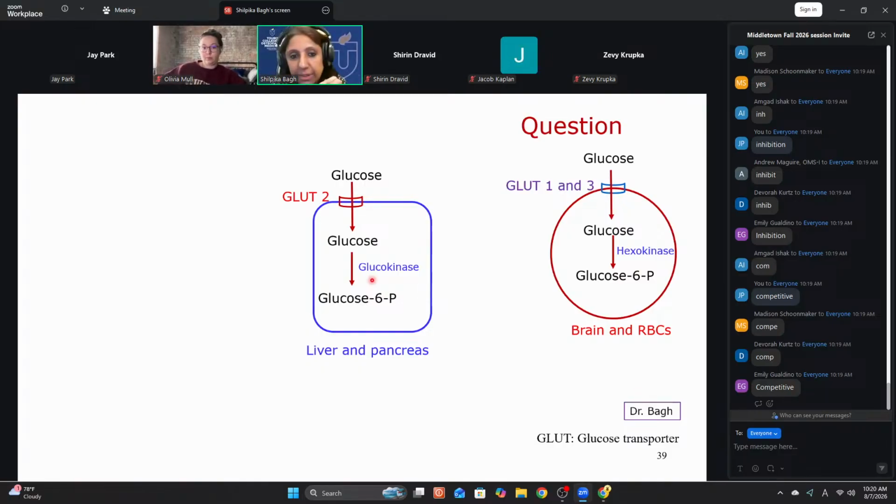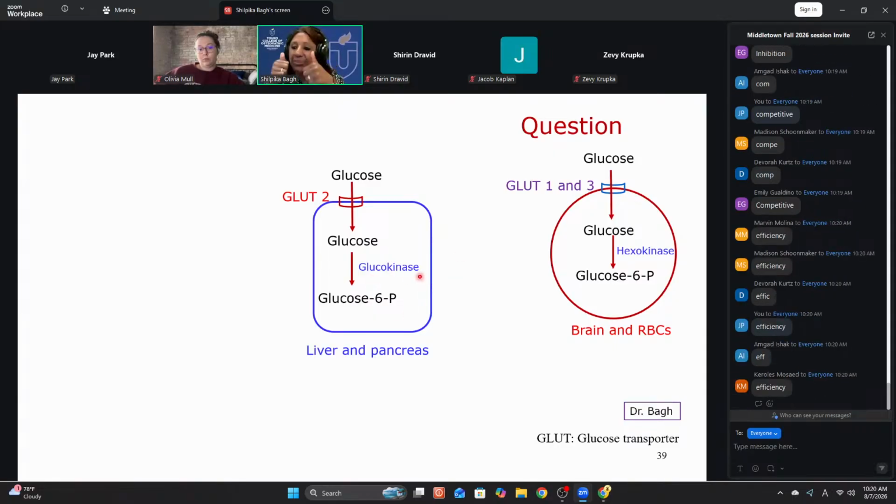Liver is the chief site of metabolism and pancreas helps in secreting insulin. So what enzyme do you want in liver and pancreas? An enzyme of good efficiency or good affinity? What is your priority here? Liver and pancreas: good efficiency.